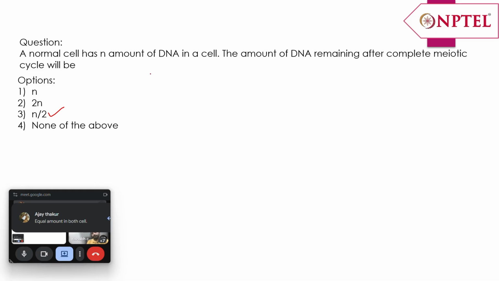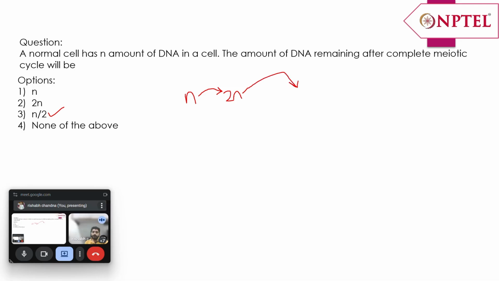Okay, so what happens in meiosis? So this was the original amount. Then during the cell cycle S phase, it would turn to 2n. Okay. So from this 2n, first is the meiosis 1, that is equivalent to mitosis. So that would come n into 2 nucleus.